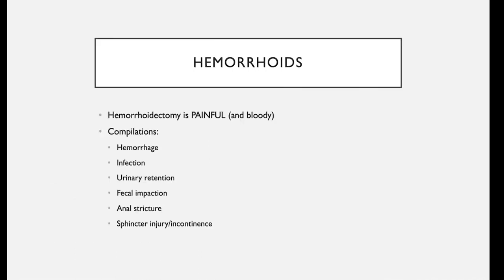Hemorrhoidectomy is a very painful surgery and can be pretty bloody. We often counsel patients that they're going to have pretty bad post-op pain after hemorrhoidectomy. Some of the complications can be hemorrhage, infection, urinary retention, and fecal impaction, which are secondary to the pain from the surgery. There can be anal stricture as a complication, and then you can also injure the sphincter during the surgery.